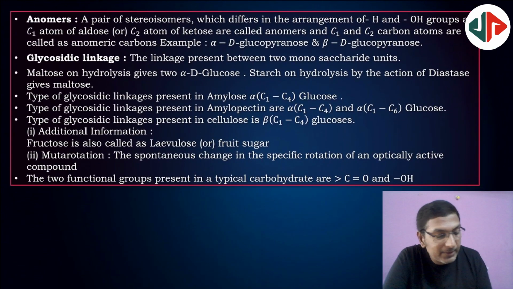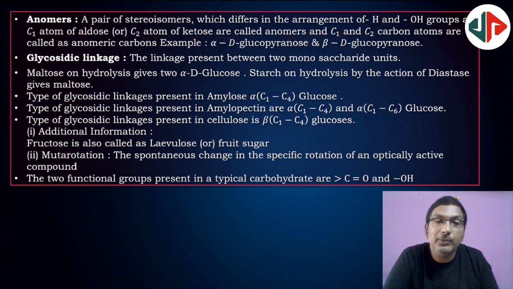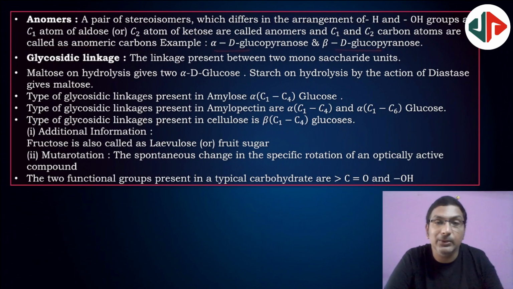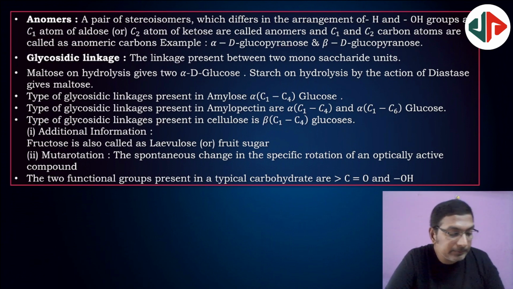Next, anomers. A pair of stereoisomers which differ in the arrangement of hydrogen and OH at the C1 carbon only of aldoses, or the C2 carbon of ketoses, are known as anomers. Very important: here C1 and C2 carbons are anomeric carbon atoms. For example, for glucose we have these two forms, alpha-D-glucose and beta-D-glucose. Glucose has a pyranose ring structure. Pyranose is a 6-member ring.